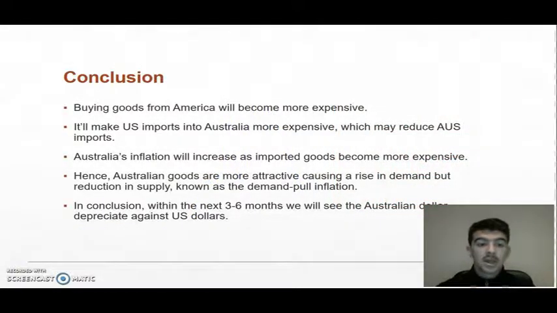In conclusion, buying goods from America will become more expensive as US imports into Australia will become more expensive. Australia's inflation will increase as imported goods become more expensive. Thus, in the next 3 to 6 months, we will see the Australian dollar depreciate against the US dollar.